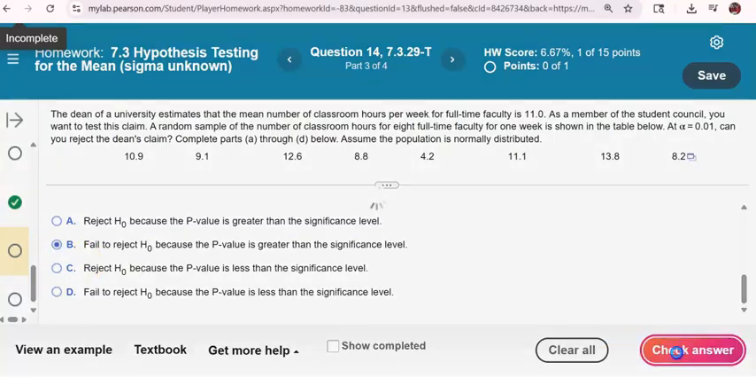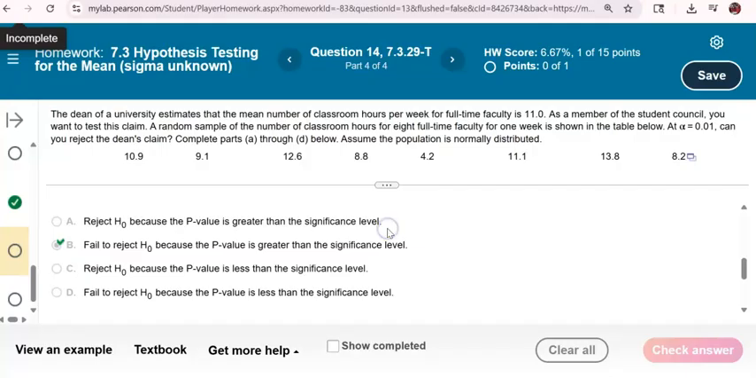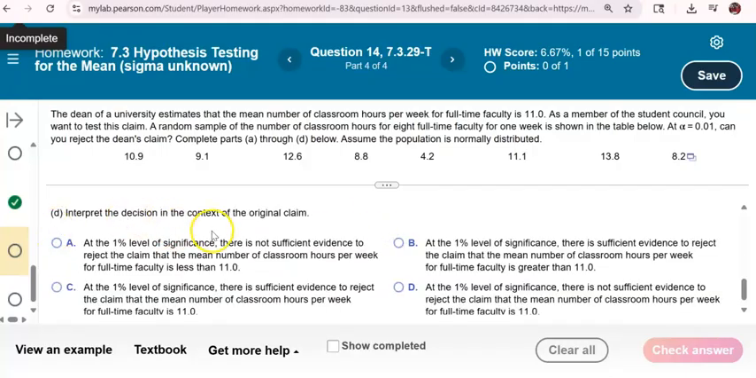So there's that. And then on the next part, what just happened? Right, at the 1% level of significance, there was, again, not sufficient evidence. If there is sufficient evidence, that meant that p is less than alpha. So there's not sufficient evidence, so it's going to be either A or D. And then what does there not sufficient evidence to do? In this case, the claim was the null hypothesis, so there's not sufficient evidence to reject that claim. So that is D.